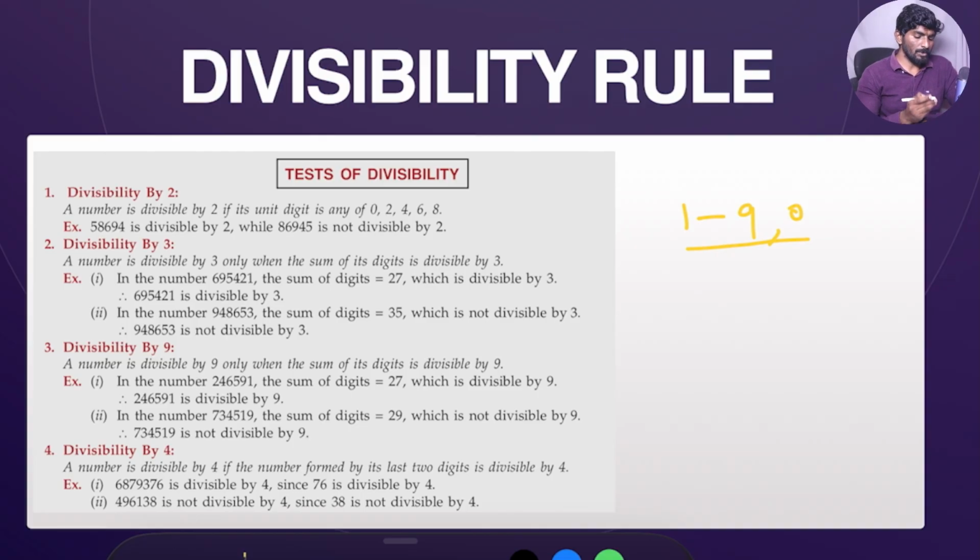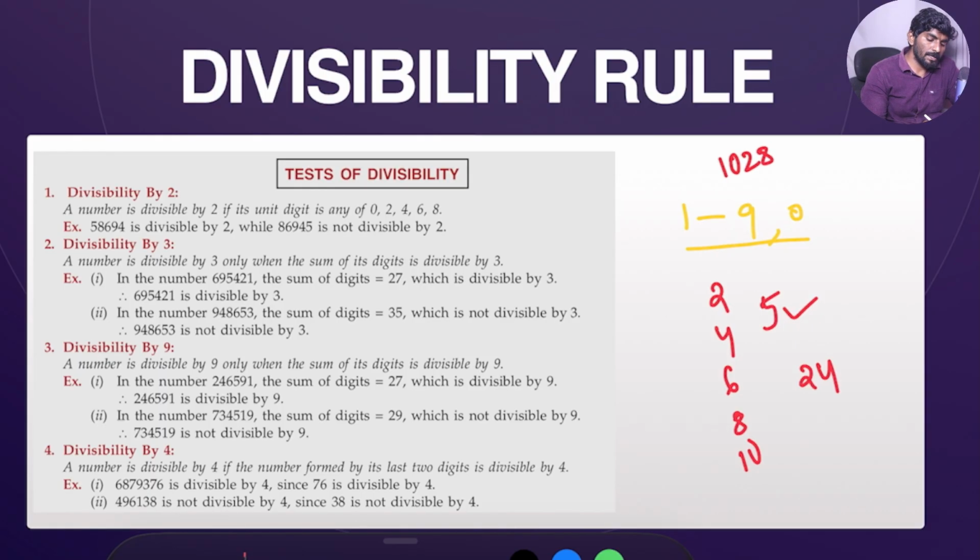Usually we only know a few numbers, like 2, 4, 6, 8, 10, 5. These we all know. But what is the solution if they give the number 24? Let's say they give a number like 1288. Is this divisible by 24 or not? This is the question.